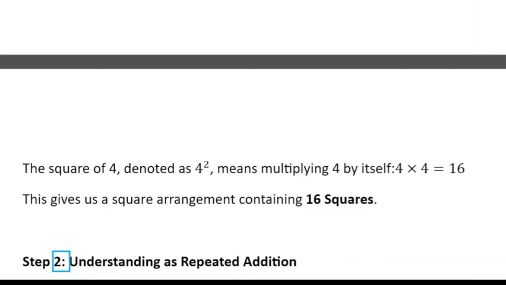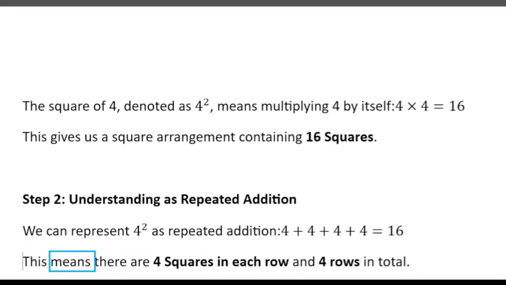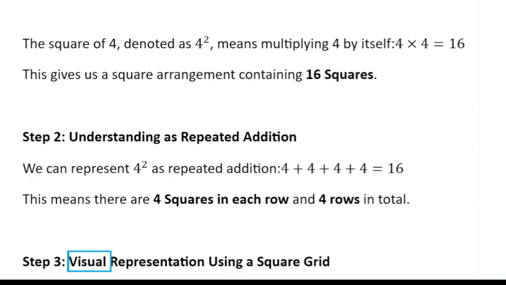Step 2. Understanding as repeated addition. We can represent 4 squared as repeated addition. 4 plus 4 plus 4 plus 4 equals 16. This means there are 4 squares in each row and 4 rows in total. Step 3. Visual representation using a square grid.